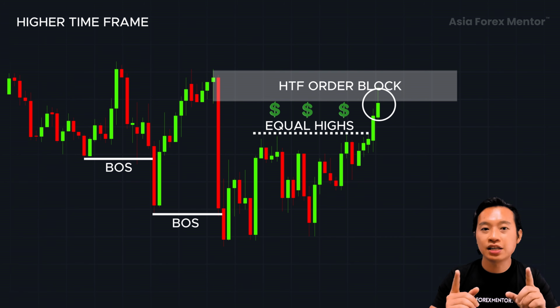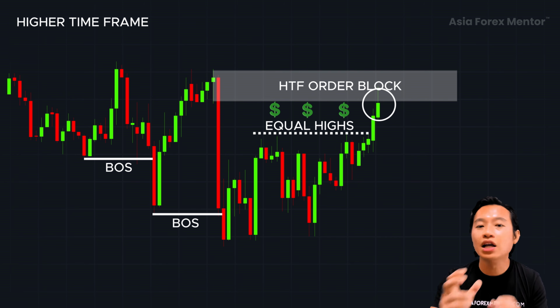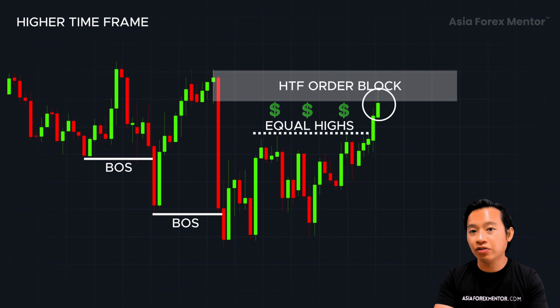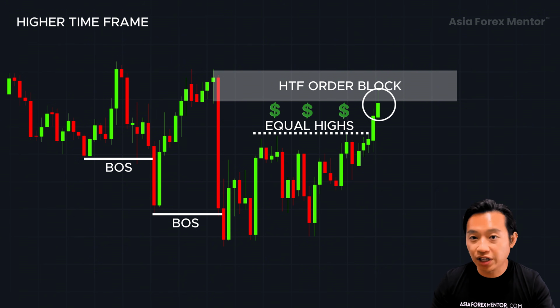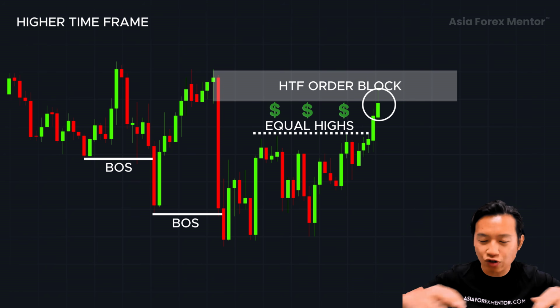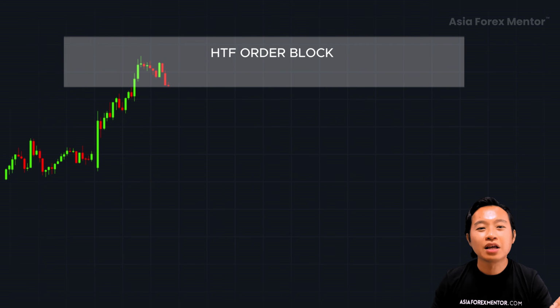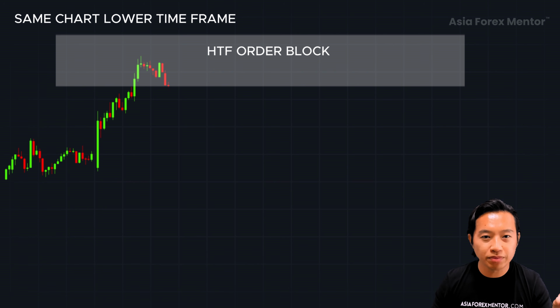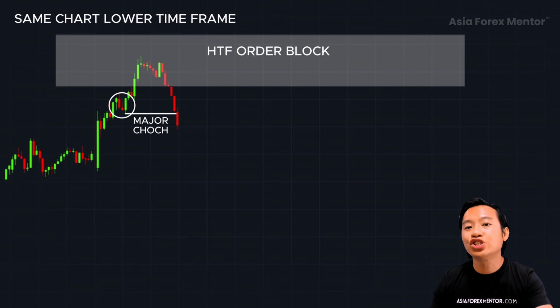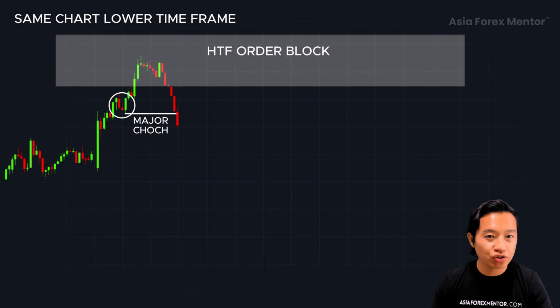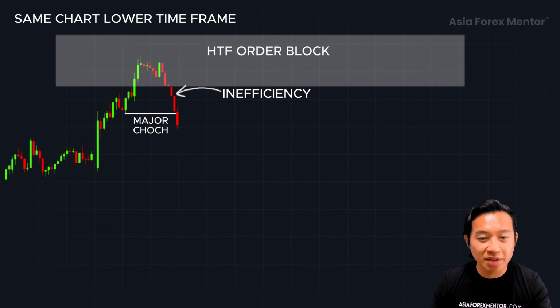Next, we will zoom in to the lower time frame to get a clearer view of the price action and look for any signs of change in character, which will further confirm our trade entry. You see, it starts to all piece together. Now here we have the lower time frame chart. As you can see, price created a major change of character by breaking this structure to the downside, and also left an incredible inefficiency behind.